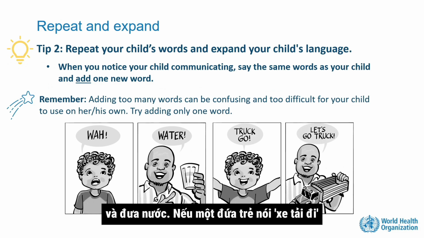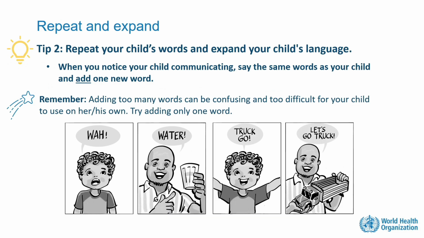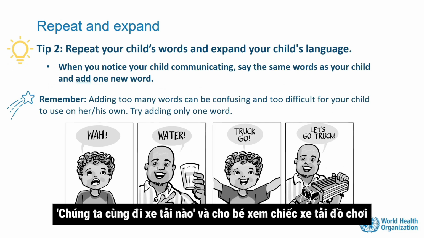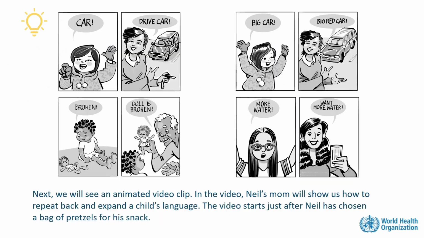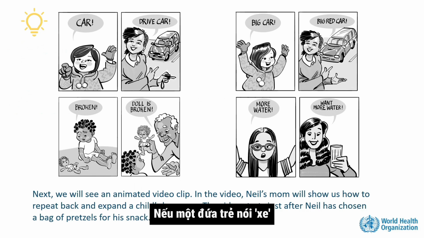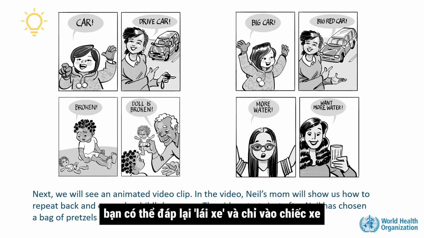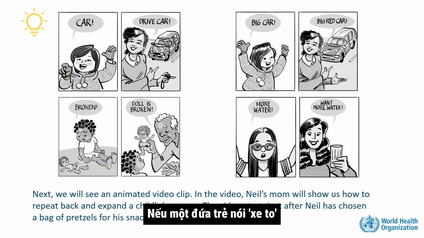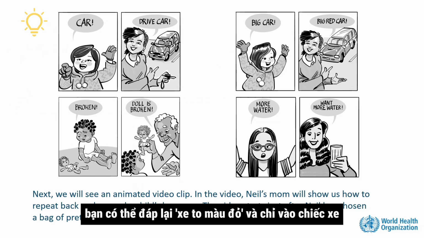If a child says, "truck, go," you can respond with, "let's go, truck," and show the child the toy truck. If a child says, "car," you can respond with, "drive car," and point to the car. If a child says, "big car," you can respond with, "big red car," and point to the car.